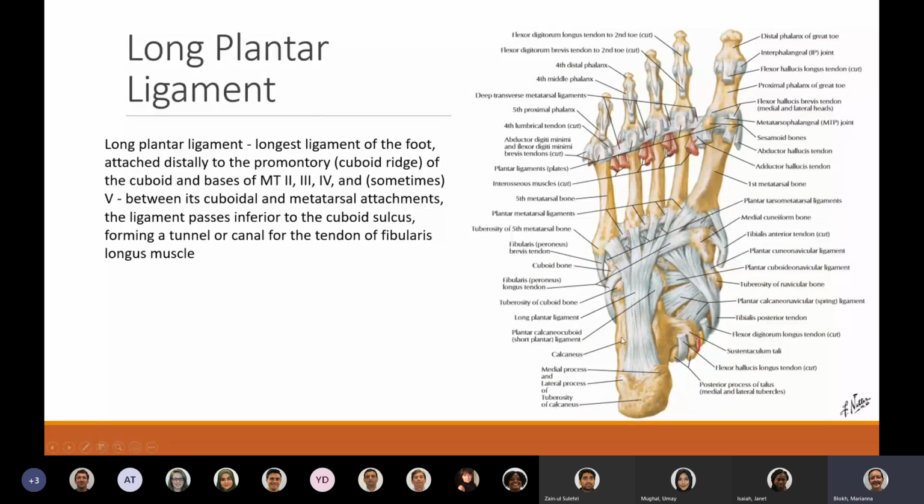Long plantar ligament, we discussed it already. Another thing is they could ask about the longest ligament in the foot. So that's a long plantar ligament. That might be one of those, like the following are true for the long plantar ligament, except whatever. Attaches to multiple things. So distally it goes to that cuboid ridge or the promontory plantarly, and then attaches to the bases of metatarsals 2, 3, and 4, and sometimes 5. So it just spreads out. Okay.